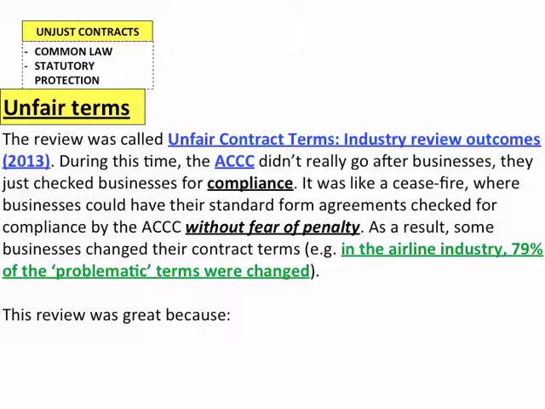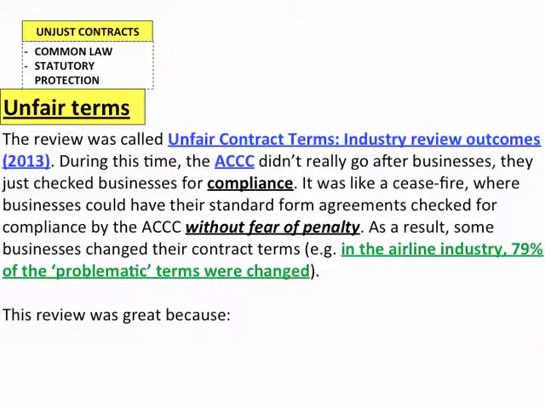The ACCC said, oh, look, these types of terms are unfair. These terms in your contract are unfair. And that's it. They just sent them back. They didn't sue them. They didn't take them to court. Didn't do anything. They just said, right, well, these are the terms we identified. And in the airline industry, 79% of the ones the ACCC said were an unfair contract term, what they called problematic terms, were changed.